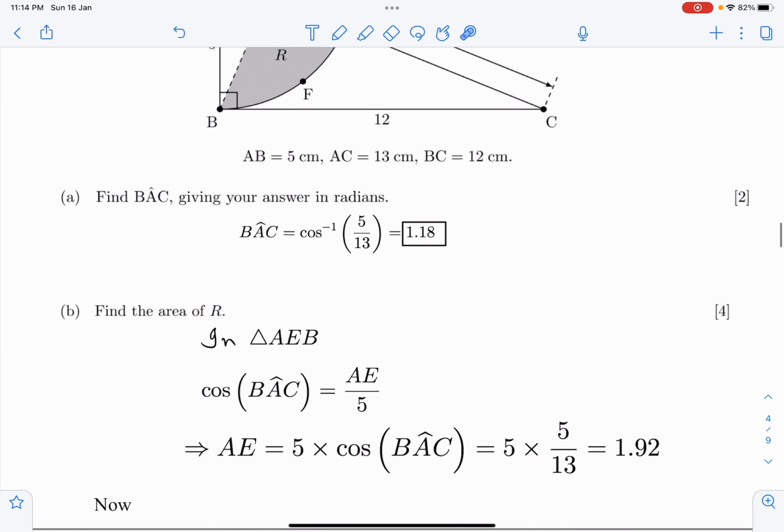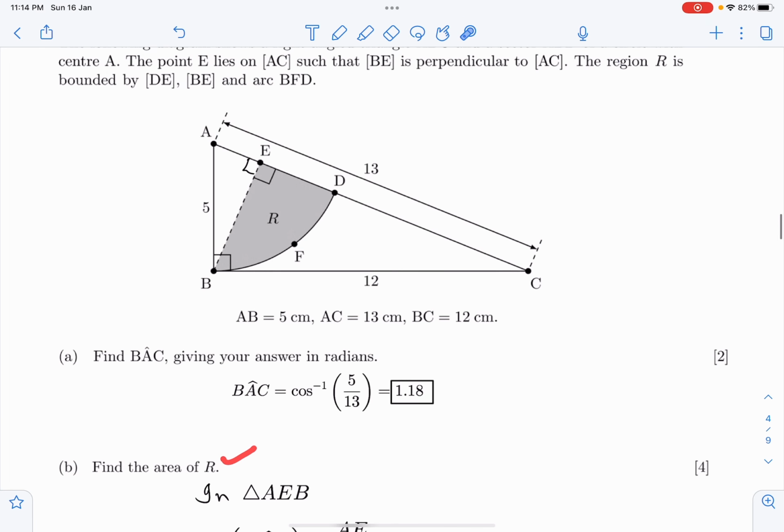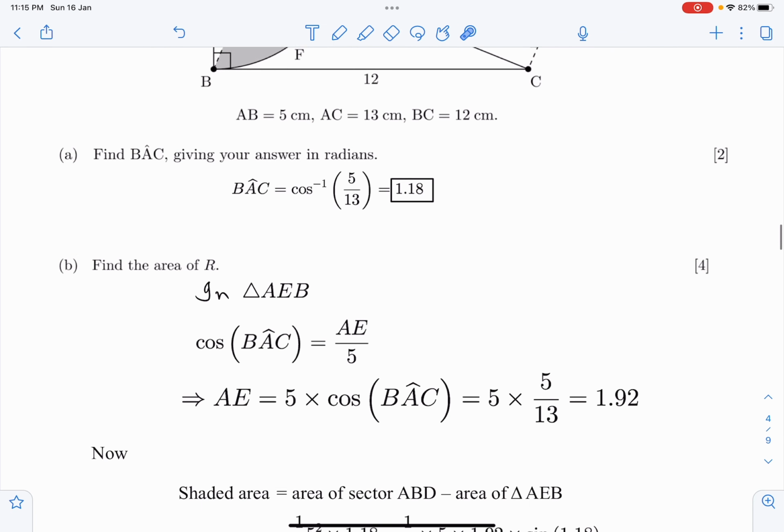The second part says find the area of R. R means this section R. So to find that area, what will we find? We will find the area of this sector ABD, and from that we will subtract the area of this triangle AEB. So it will give us this area, isn't it? It is not difficult. We already have this angle, so we can use that.